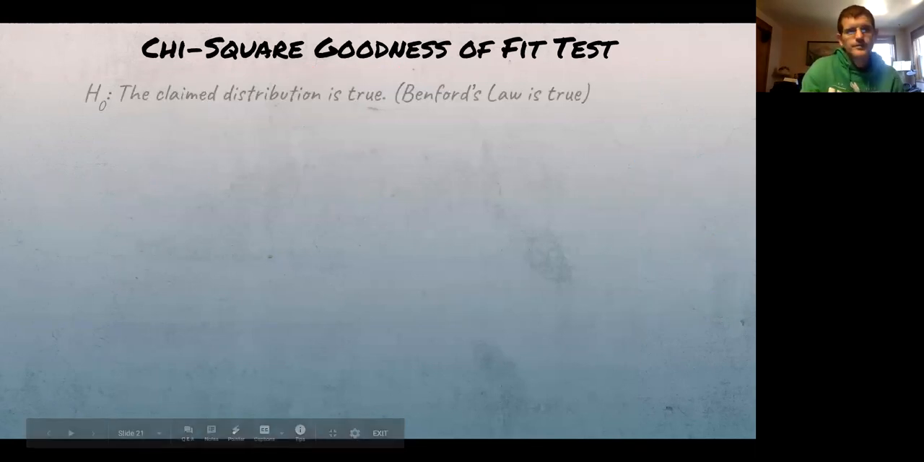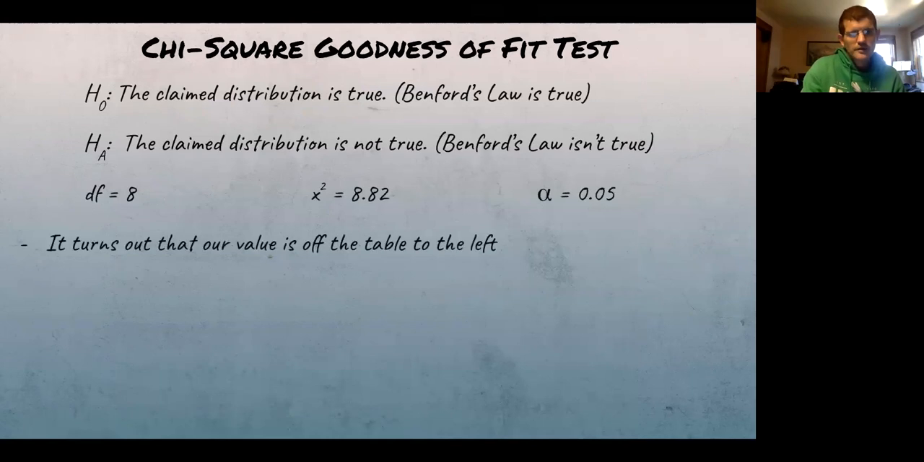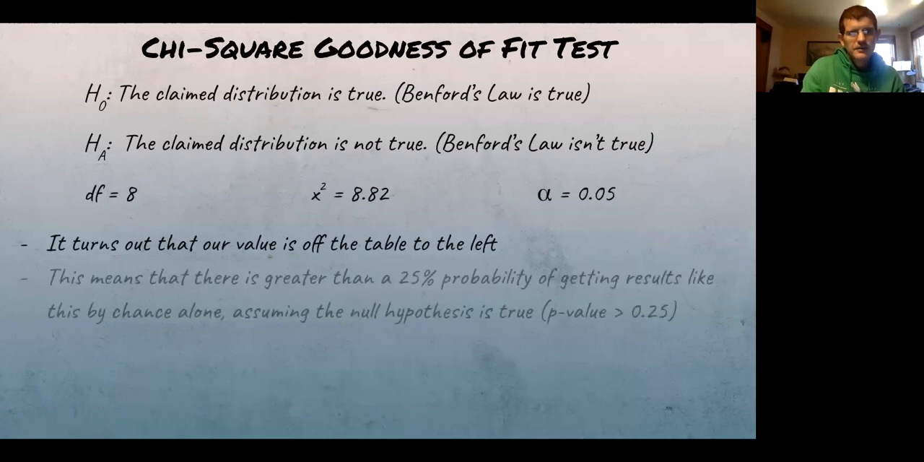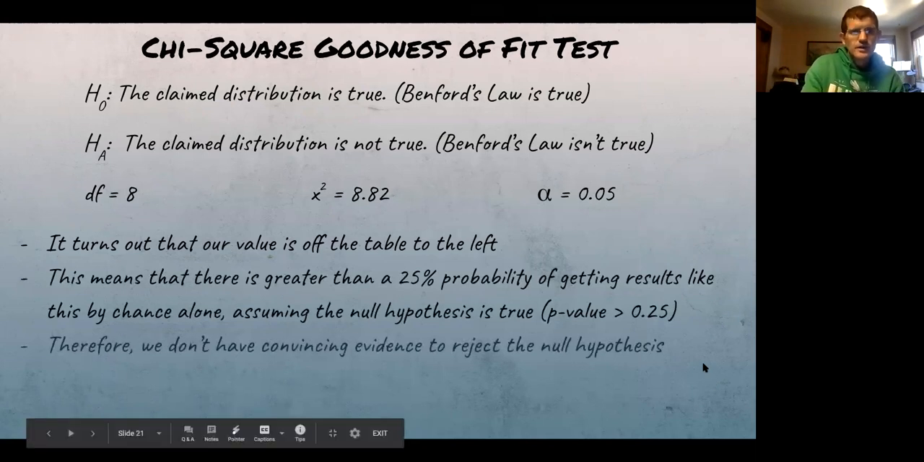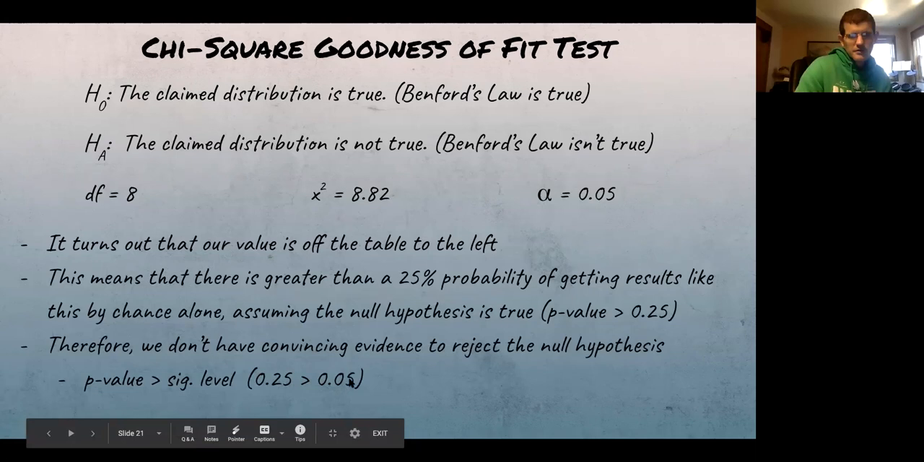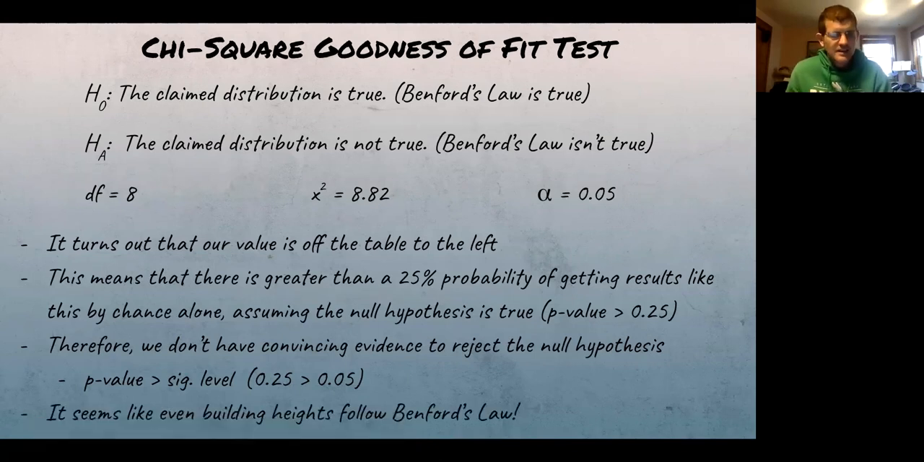So that's where we are. It turns out our value is off the table to the left. There's a greater than 25% probability of getting results like the ones we got by chance alone, assuming the null hypothesis is true. Therefore, we don't have convincing evidence to reject the null hypothesis. Our p-value, we're just going to use 0.25 right here, is greater than 0.05. We fail to reject the null. And at least according to this data set, it seems like building heights follow Benford's law.